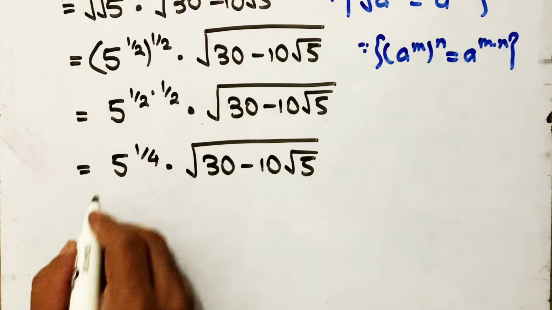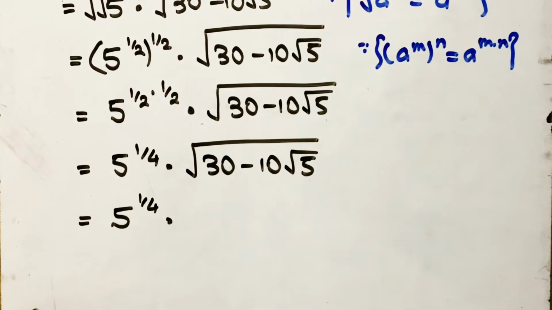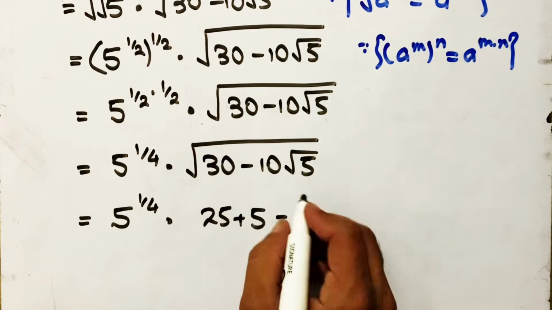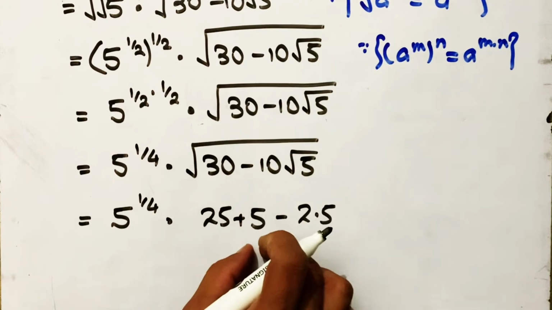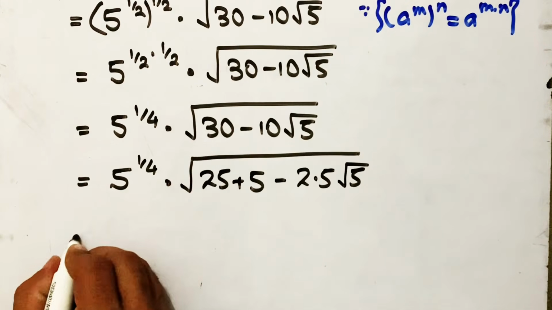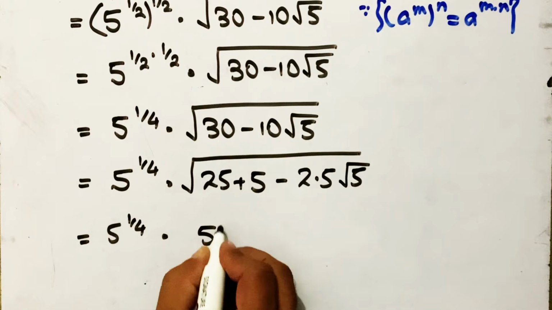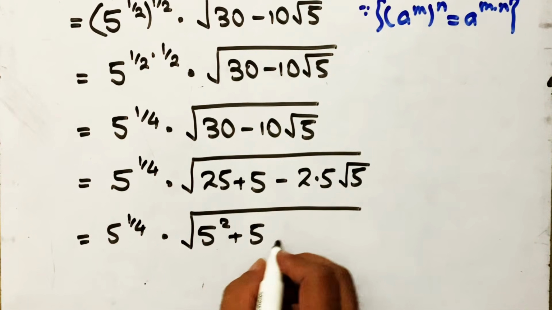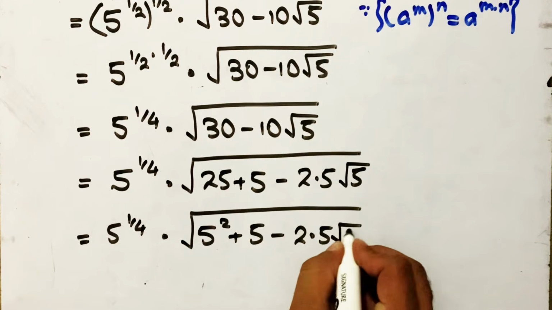The next step is 5 to the power of 1 by 4 into the square root of something. I write 30 as 25 plus 5, and minus 10 becomes 2 into 5, so I break it down as 2 into 5 times the square root of 5. 25 is 5 squared, so we get 25 plus 5 minus 2 times 5 times the square root of 5, whole square root.